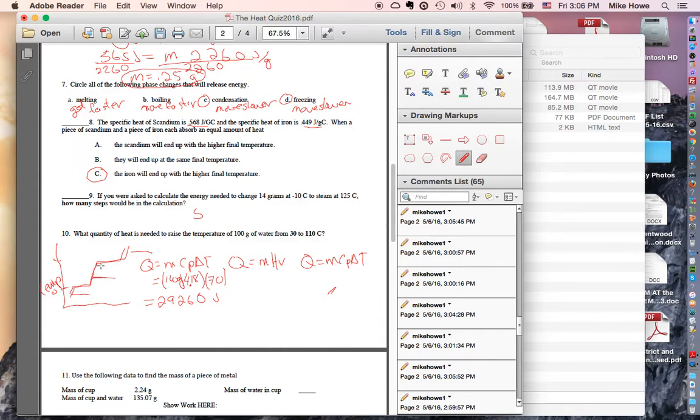Now we got to cross the plateau. That's mass times heat of vaporization. So you got 100 grams, and I'm going to leave the units off again. So 2260 joules per gram. 2260 is the heat of vaporization that we used previously. So you're looking at 226,000.